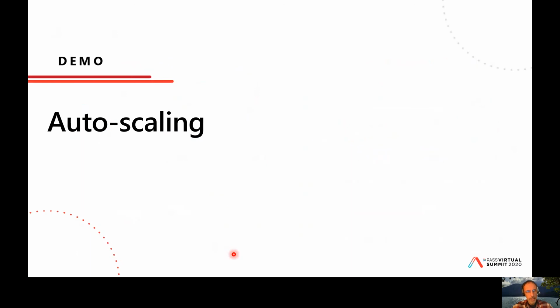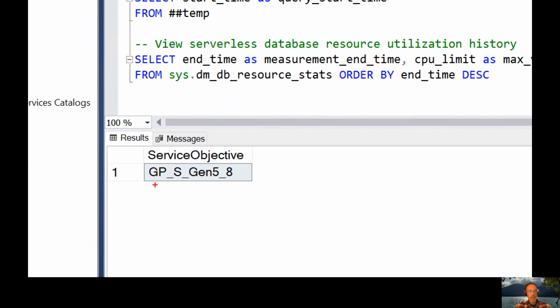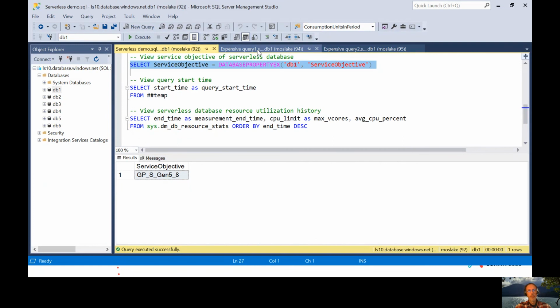So with that, next I'd like to demonstrate the speed of auto scaling in serverless. So here I've pre-created a database. And I can see that it's in the general purpose tier. S stands for serverless. It's on generation 5 hardware. And it has a max vCores configured of 8.